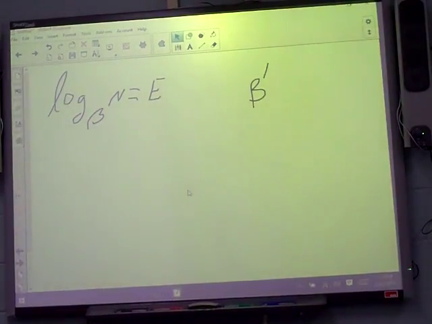Exponential form says b to the e is equal to n. That's exponential form because it has an exponent in it. That is some deep stuff. Log form has a log. Exponential form has an exponent. I mean, I don't know if y'all can handle that or not. I'm not real sure.